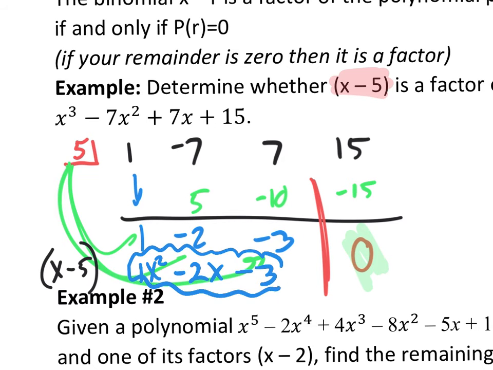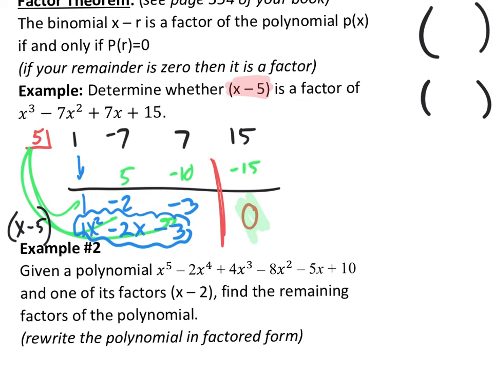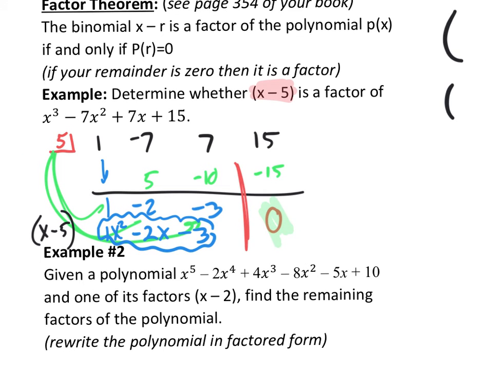Okay? So what I'm saying is, we know that this is a factor. This is the depressed polynomial. If I were to distribute x times that, x times that, x times that, and then negative 5 times that, negative 5, combine like terms, I will end up with the original cubic polynomial. However, let's write it over here on the side. So we have x minus 5, and let's write down that depressed quadratic polynomial. I don't need the 1 in front of the x squared. Let me just write the rest like so.